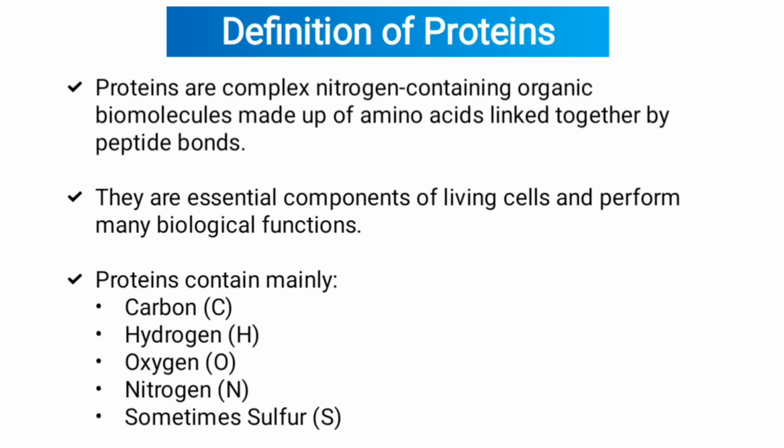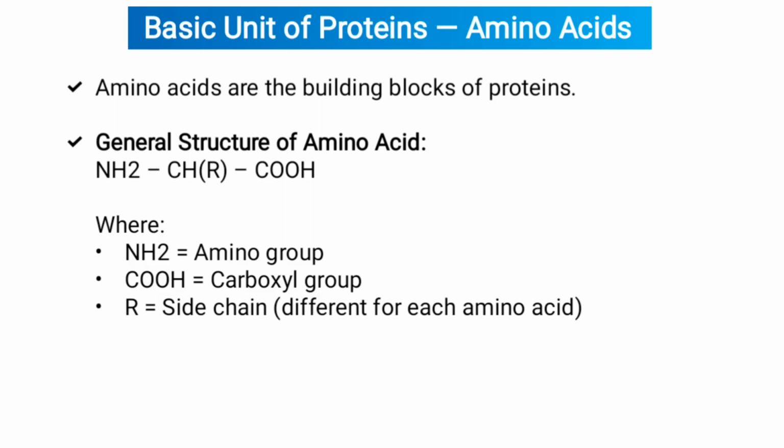Proteins contain mainly carbon, hydrogen, oxygen, nitrogen, sometimes sulfur. Basic unit of proteins: amino acids. Amino acids are the building blocks of proteins. General structure of amino acids: NH2-CH(R)-COOH, where NH2 is the amino group, COOH is the carboxyl group, and R is a side chain, different for each amino acid.